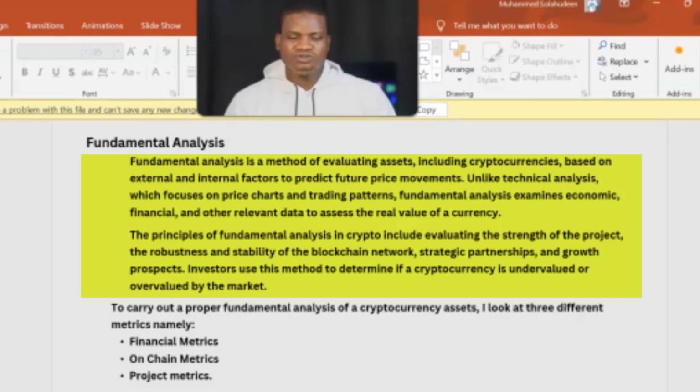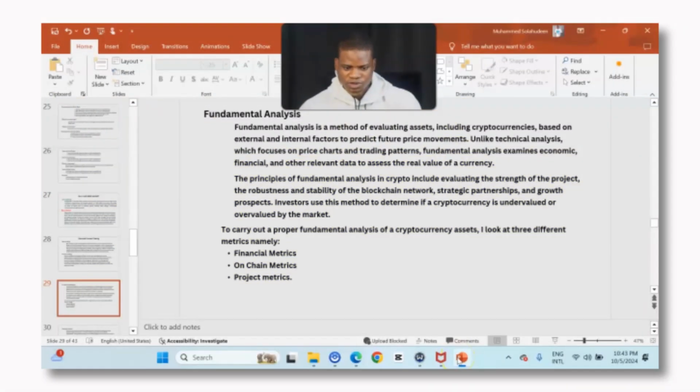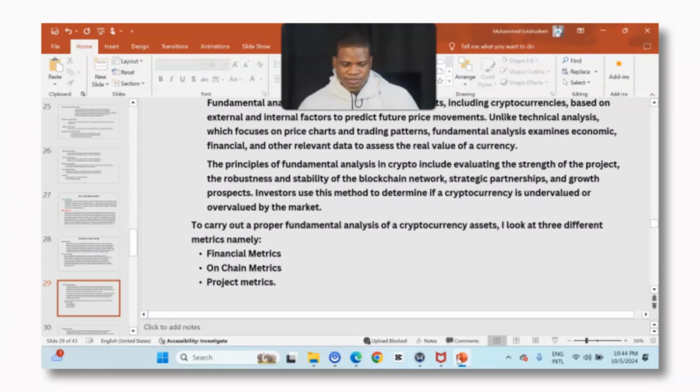Fundamental analysis is more like you are trying to know whether an asset is undervalued or overvalued. You are trying to know whether an asset is worth what you put your money in it or not. That is what fundamental analysis simply means. A lot of factors you have to consider to do a proper fundamental analysis of a crypto asset, and I'm going to talk about 3 major factors. To carry out the proper fundamental analysis of a crypto asset, you look at 3 metrics. I call them metrics, namely the financial metrics, the on-chain metrics, and the project metrics.